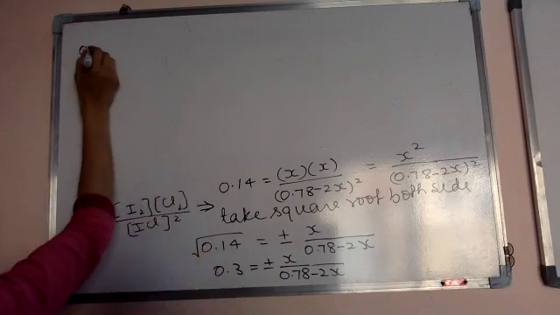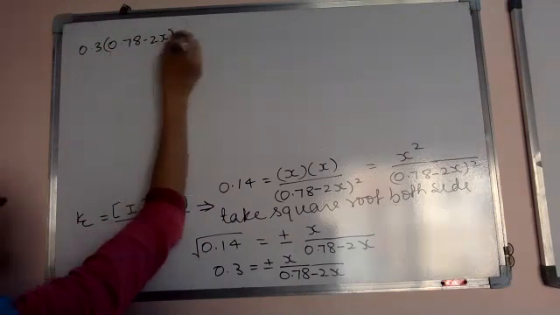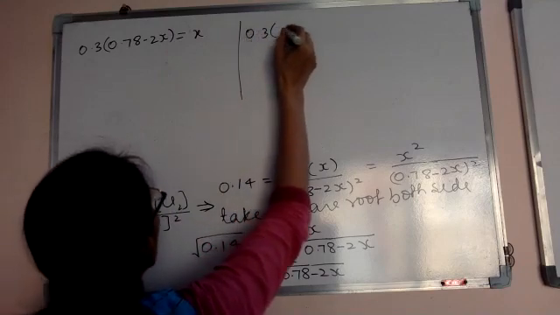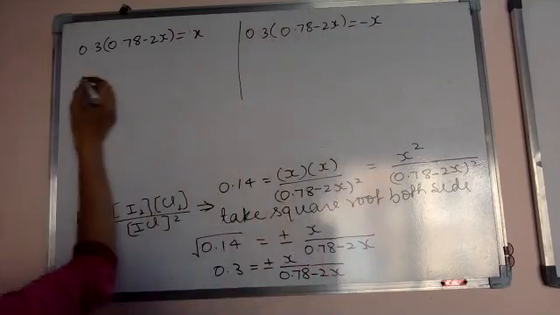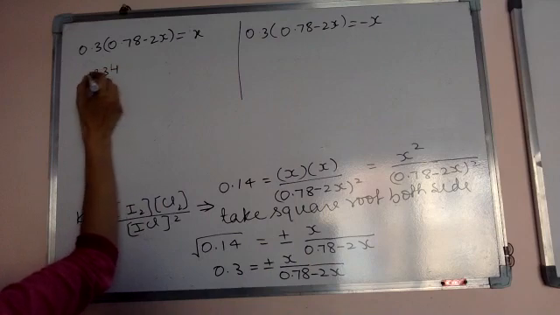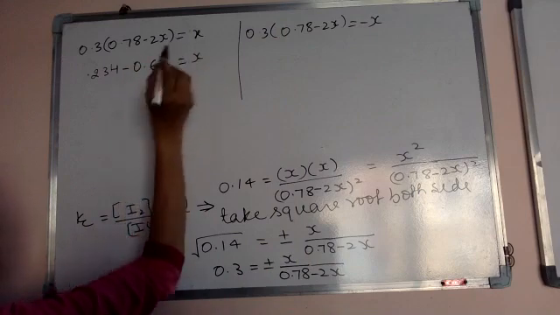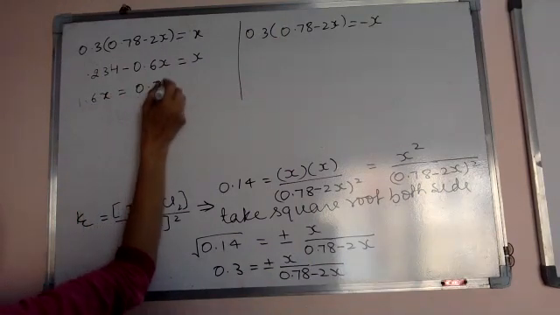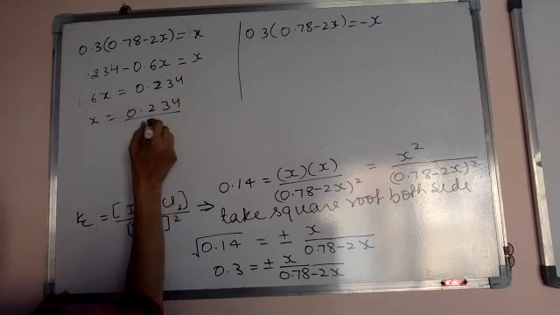It's 0.3 multiplied by 0.78 minus 2x equal to x. And the second time, 0.3 times 0.78 minus 2x equal to minus x. Multiply: 8 3 24, 2... 0.234 minus 0.6x that is equal to x. Take it to the other side. 1.6x equal to 0.234. So x would be 0.234 divided by 1.6.